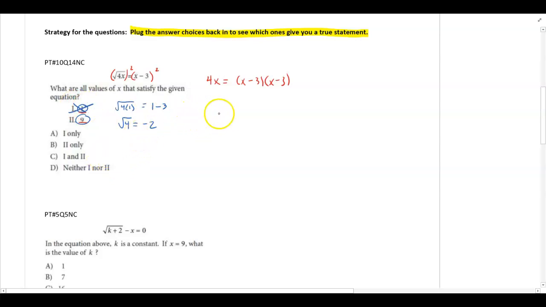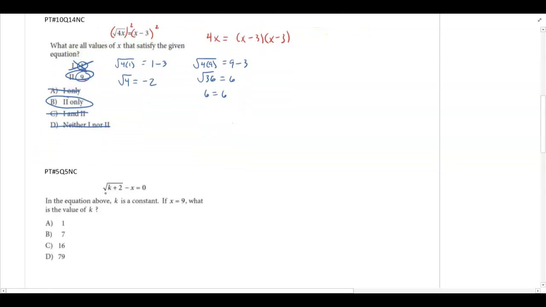The next one, if I plug 9 in, the square root of 4 times 9, does that equal 9 minus 3? Well, the square root of 36, does that equal 6? You better believe it. So 9 is a solution. So 1 only can't work. 9 only could work because 1 doesn't work, and neither cannot be a choice. So your answer would be B.